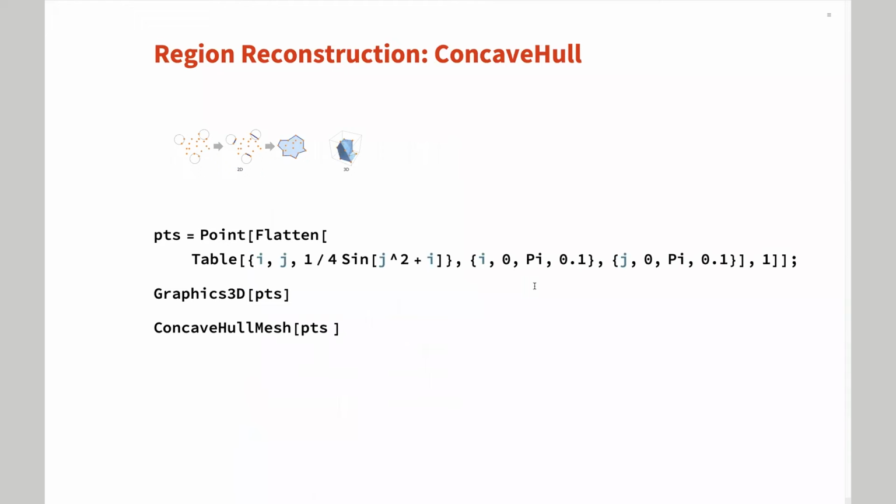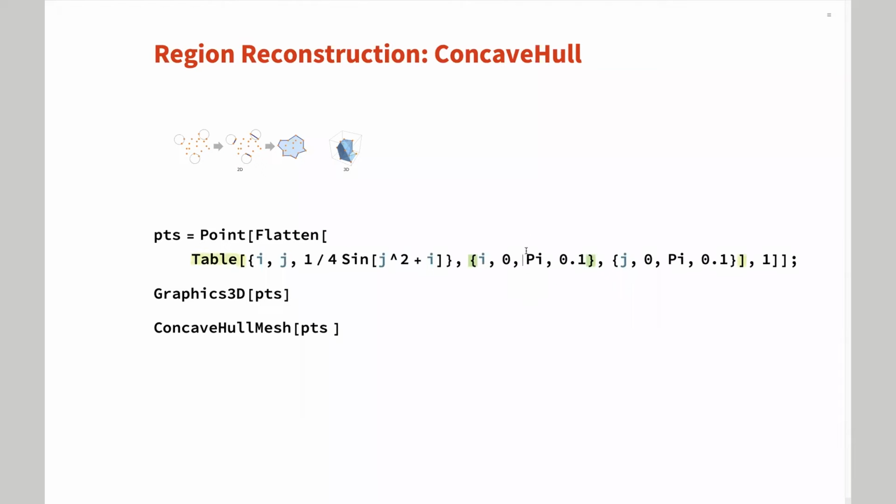So the next function we introduce in terms of region reconstruction is concave hull. The key idea in concave hull is essentially, if you have a set of points in 2D or 3D, you want to cover them with balls. Essentially you select the basic cells from a Delaunay triangulation which are contained in a ball of certain radius.